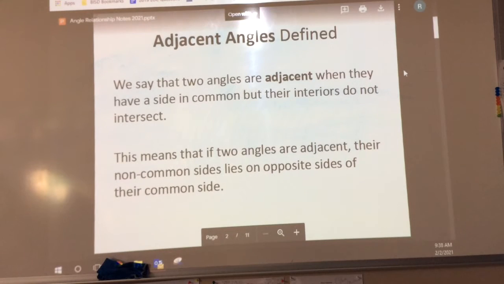All right, adjacent angles. Two angles are adjacent when they have one side in common, but their interiors do not intersect. This means that if two angles are adjacent, their non-common sides lie on opposite sides of their common side. Adjacent angles. I'm going to draw a couple of examples up there. Just going to give you a second to jot that down.